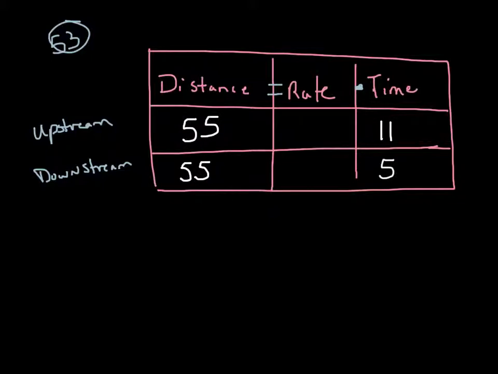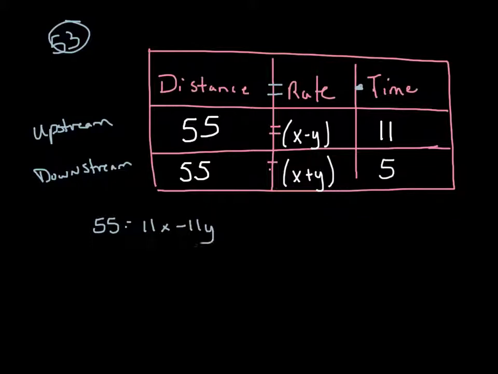Now, if we let x be how fast they could row without the current, then upstream, they would be x minus y, because y is going to be the rate of the stream, so they would be slowed down. On the way downstream, when the current is helping them, it would be x plus y. Now, using the fact that distance equals rate times time, we get 55 equals, and I'm going to use the distributive property, 11x minus 11y, and 55 equals 5x plus 5y.